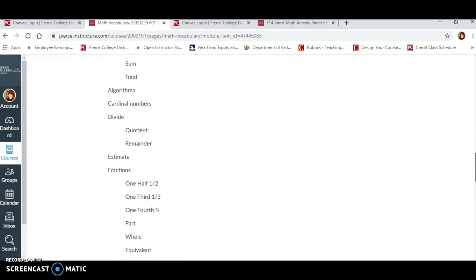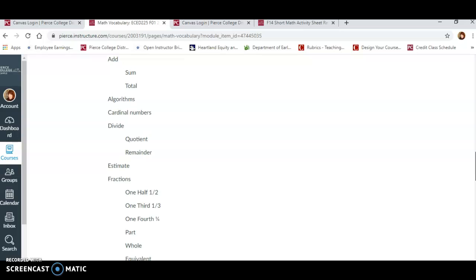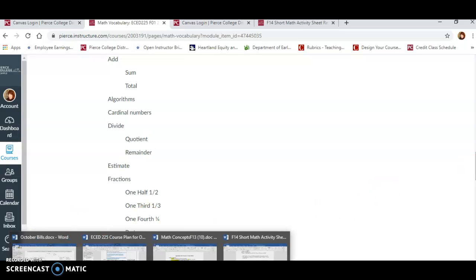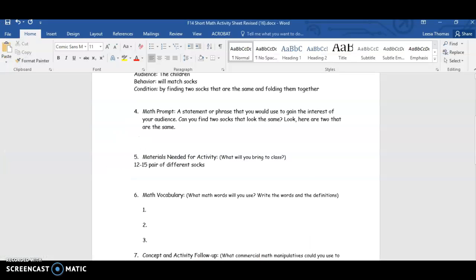You know what? We could use the word total. We're not adding, but we are combining socks that are alike. So I'm going to go back to my lesson plan here, and I'm going to say that total is one of my math vocabulary words.